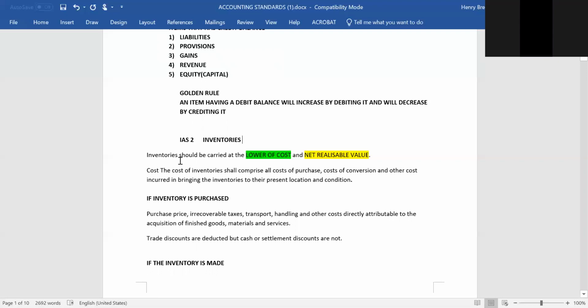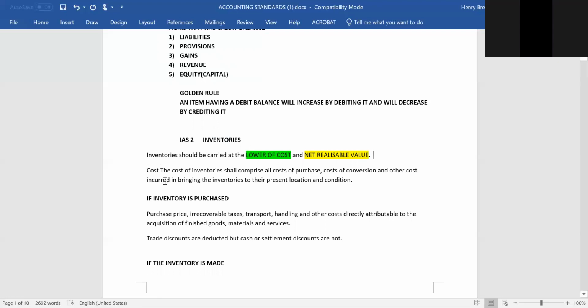So inventories. We are saying that inventories should be carried at the lower of cost and the net realizable value. So this aspect of the standard shows us how to measure inventory, how to give quantification of inventory. So if you go into the statement of financial position, how do you determine the value of your inventory? The value of your inventory can be either the lower of the cost or the net realizable value. So I have to compare the cost of the inventory to the net realizable value.